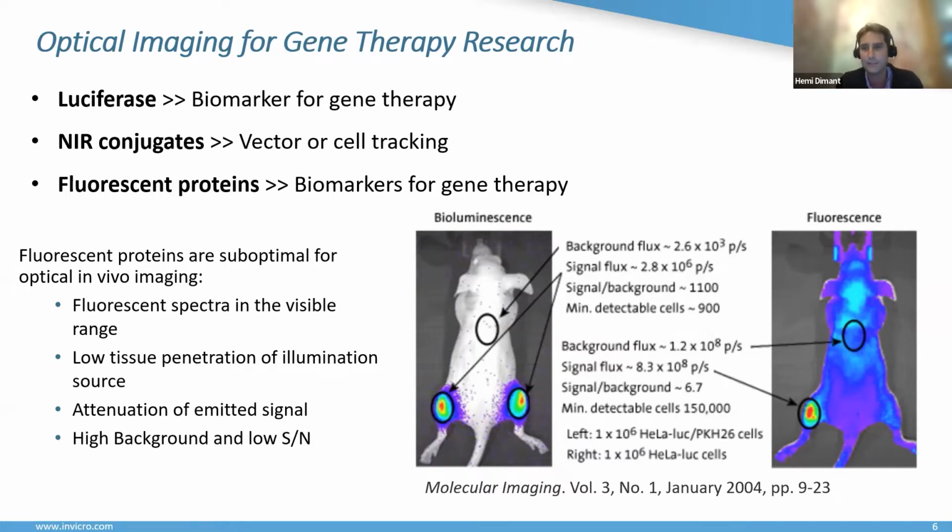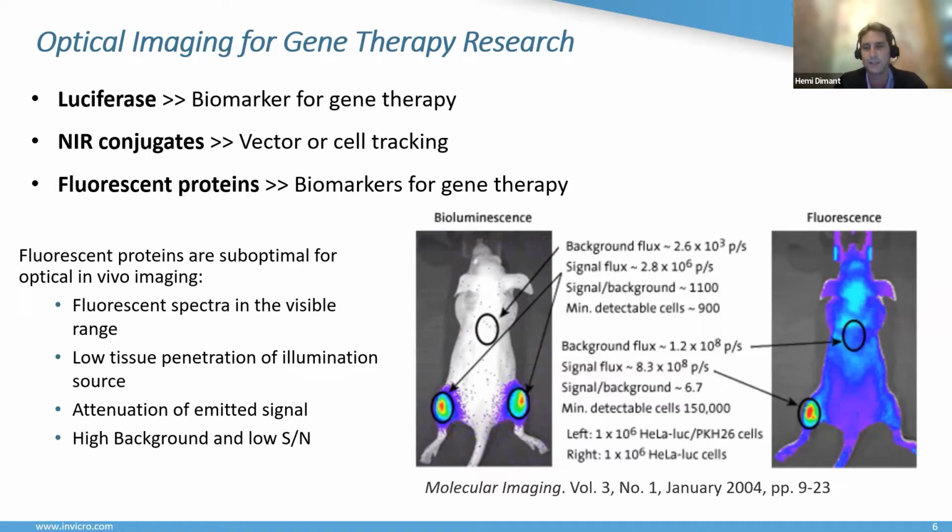You can see in this slide that fluorescent proteins in general, but definitely GFP, are really suboptimal for optical in vivo imaging. There's really low tissue penetration, definitely with GFP. The more you go to NIR, the more you're able to penetrate into the tissue and potentially detect, but it's still a really big limitation. Obviously, there's attenuation of emitted signals. So even if you are able to penetrate to, let's say, deep fluorophores, there's a very good chance that the signal emitting out will get attenuated.